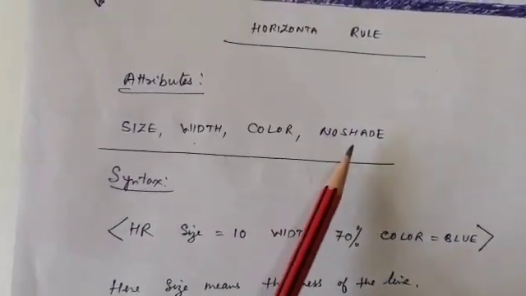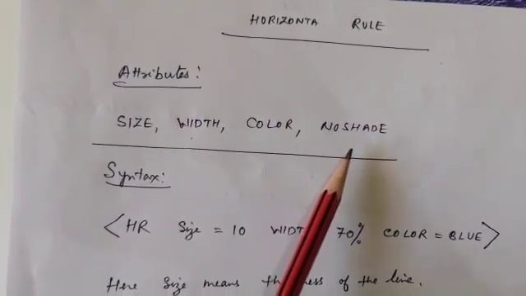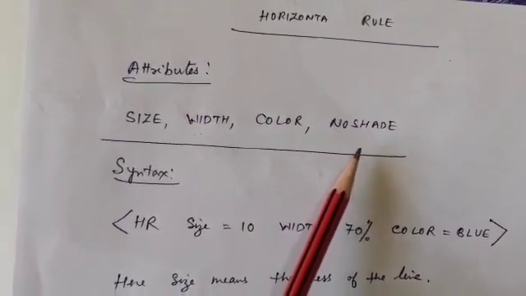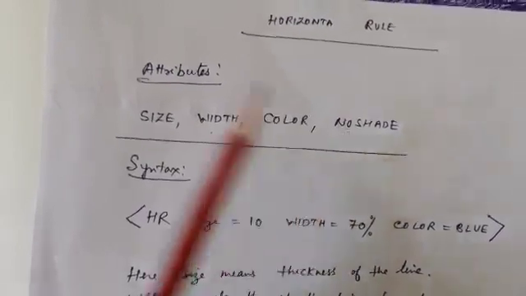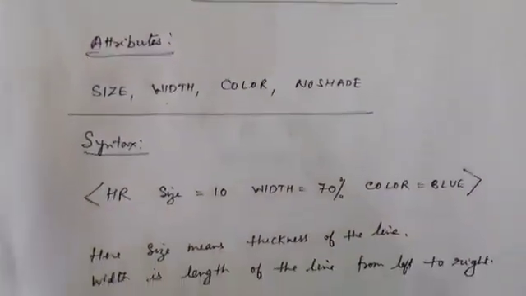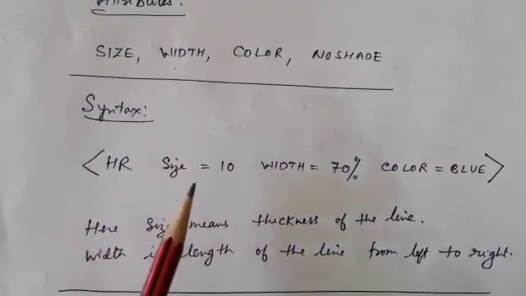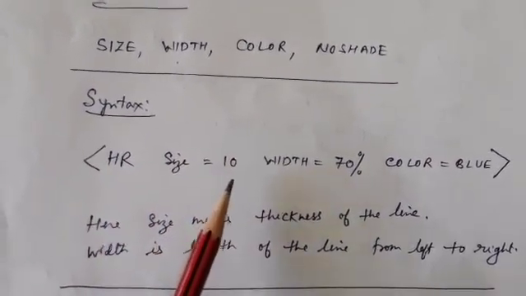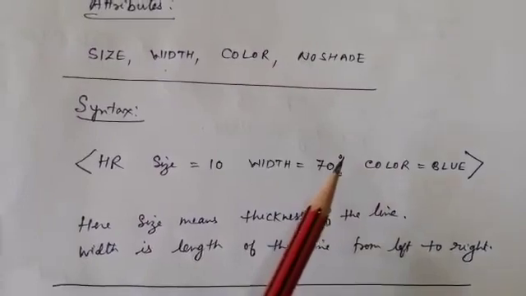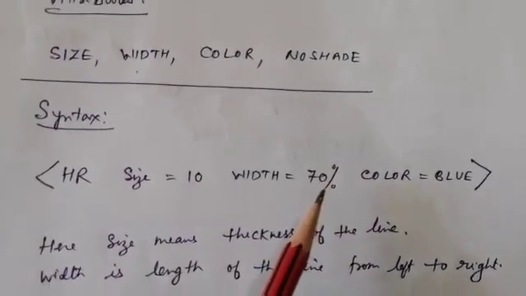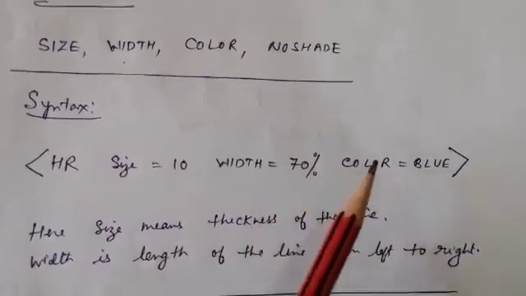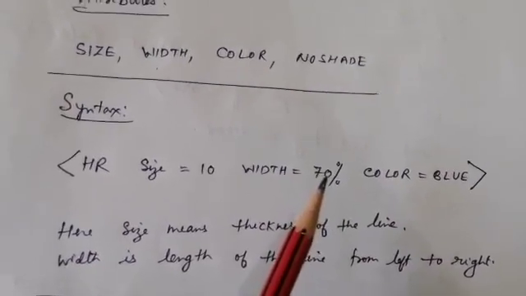So it may be asked to name one attribute which contains no value. So no shade can be the answer. Then the syntax will be HR space size equal to 10 in pixel, width equal to 70%. We can give this width in percent and also in pixel. Now 70% means 70% of the page.